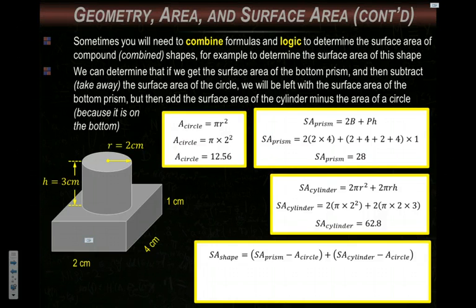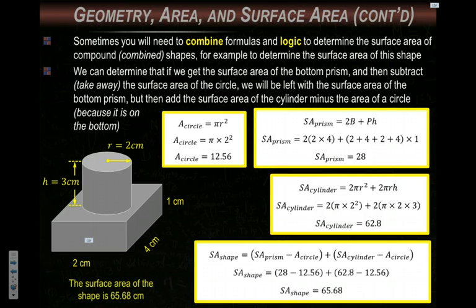Now I could play with those numbers. I could say, okay, I'm going to take the area of the prism and subtract the circle. So that's as if this thing had that circle piece removed. And I'm going to do the same thing with the cylinder, as if one little circle was removed. And then I'm going to add those two things together, and all those numbers will come together to give me 65.68.